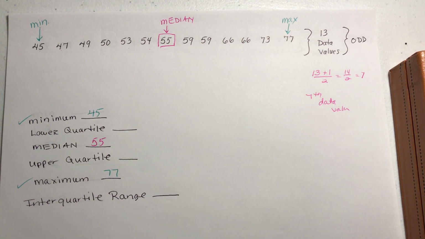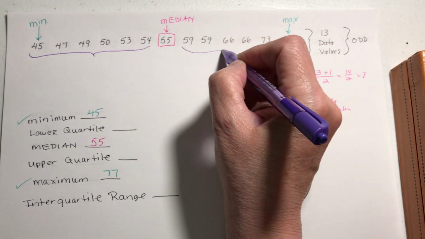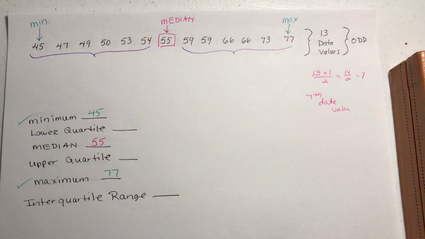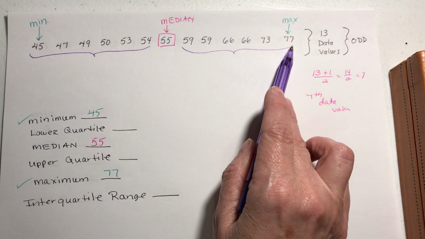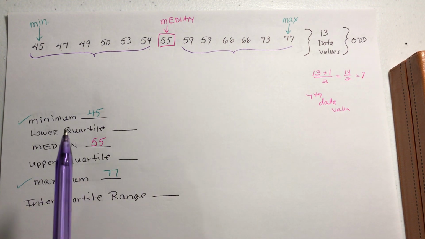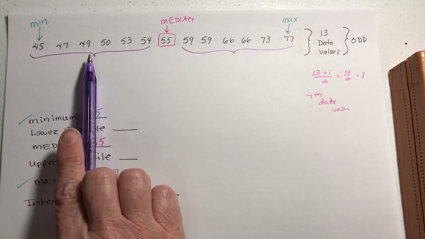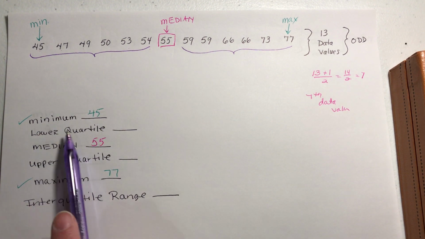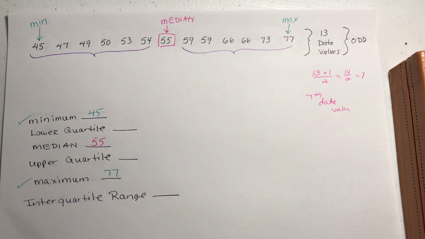Now, that 55 has actually split the data values in half so that you have the same number of data values below that you do above. In this case, 6. 1, 2, 3, 4, 5, 6. 1, 2, 3, 4, 5, 6. You're now going to find the medians of each of those sets. If you do the lower end, that's going to be the lower quartile. When you find the median of the upper end, that's the upper quartile.